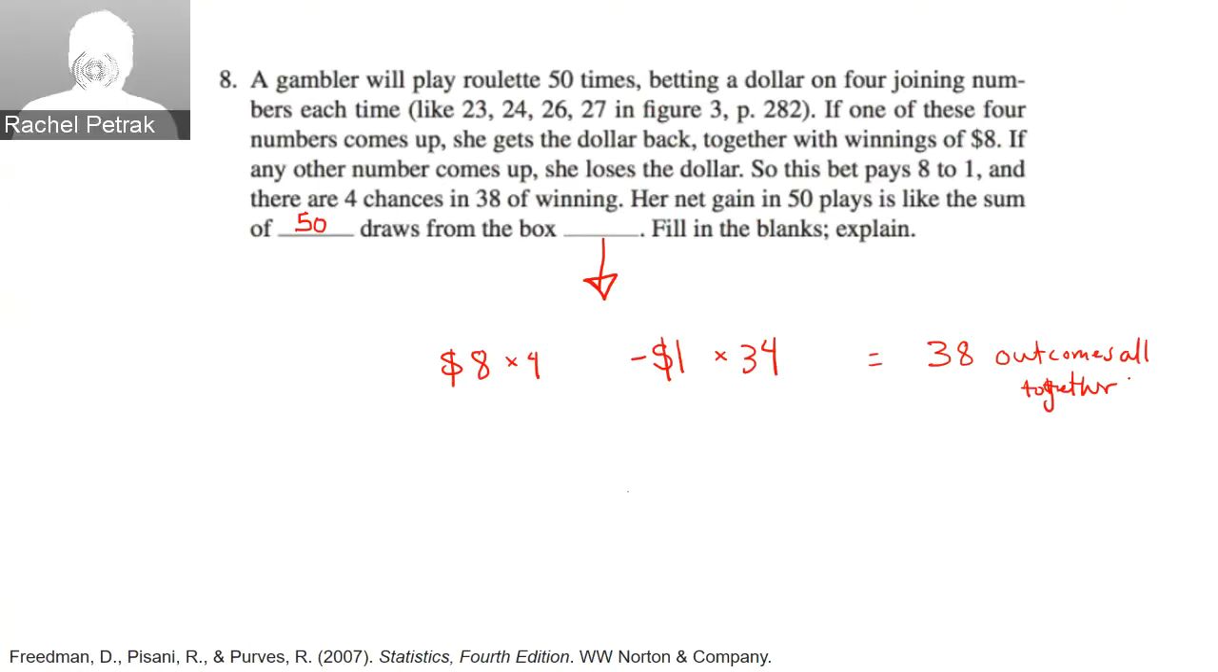So the box is like our population. And let's see. I know this is a tricky idea, but this is really important take-home point here, that the boxes are always made up of the possible outcomes.